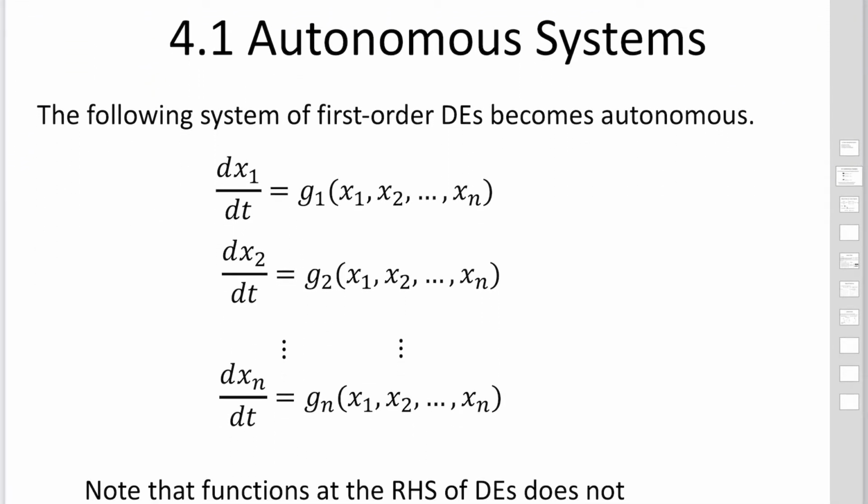First section is the autonomous system. The following system of first-order differential equations becomes autonomous because the independent variable t does not appear in the right-hand side of the equations. So there is no t inside of the parentheses. Only dependent variables can be found in the right-hand side of the equation. So x sub 1 and x sub 2 up to x sub n are dependent variables.